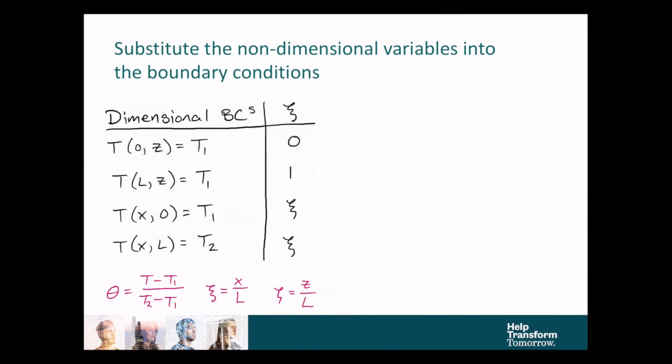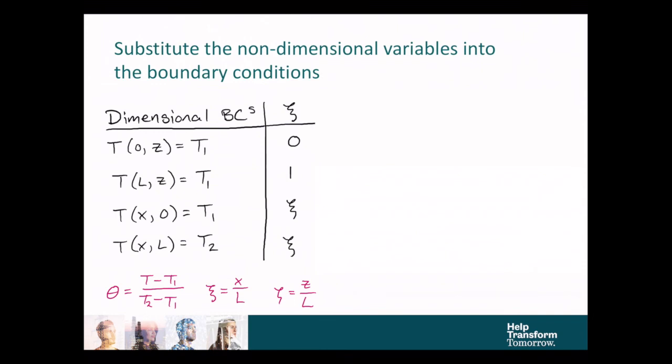So we have 4 boundary conditions, and they're written in terms of x and z and t. So we need to just substitute in from our non-dimensional definitions what those values are. So for xi, we have when x equals 0, xi equals 0, and when x equals L, xi equals 1. So that's what I'm writing in this column. And then when x equals x, well, xi is also a variable, so xi equals xi. And that's the same for the last 2 boundary conditions.